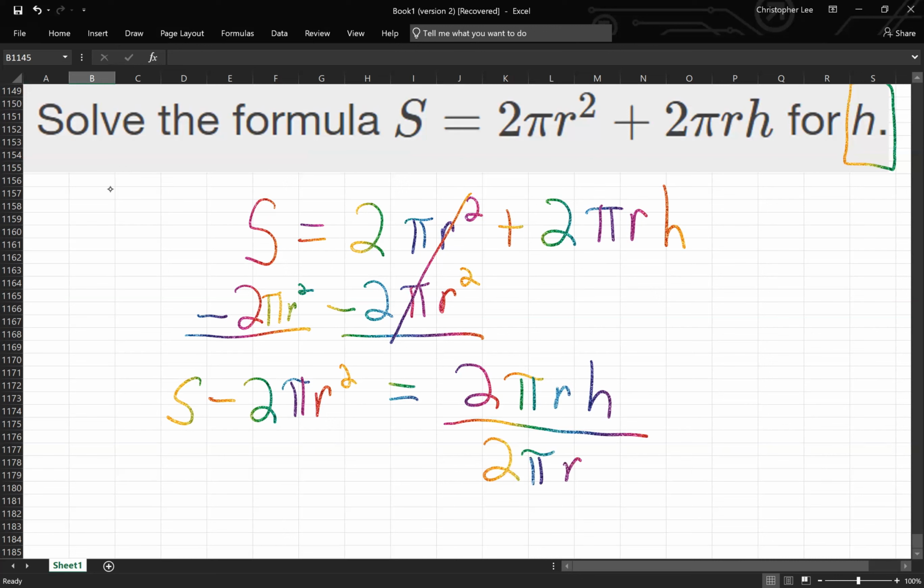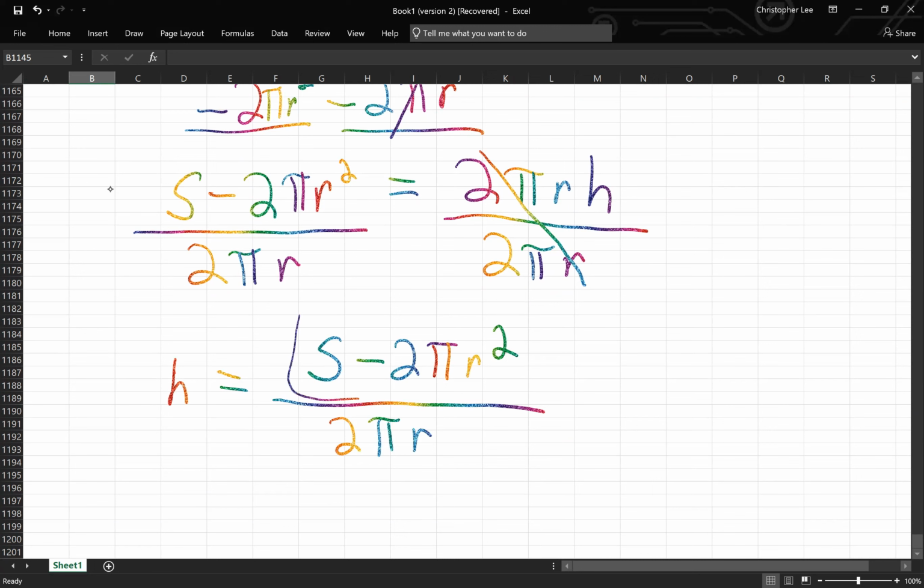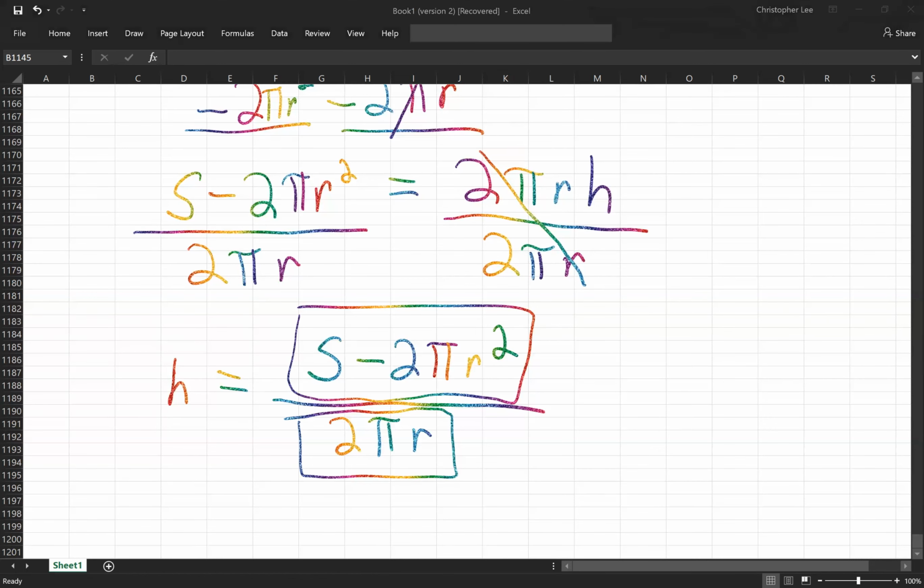And that's it. If this was a WebWork question, everything is already in its split form. S minus 2 pi r squared over 2 pi r, right? That would be your answer. All you'd have to do is put that in the top box and put this bottom one in the bottom box, and that'll be it. Questions on that? No questions on that?